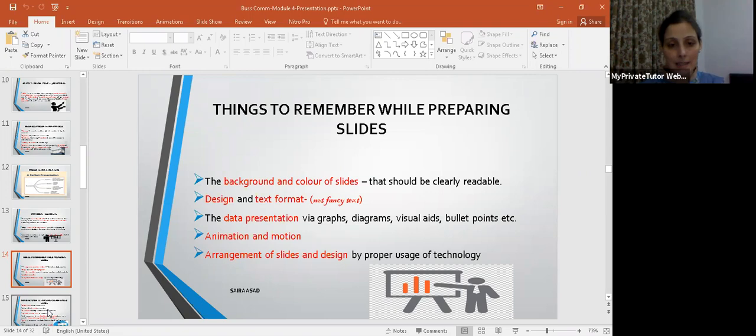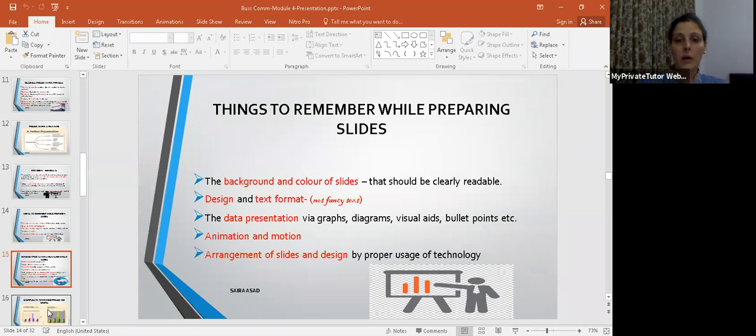No fancy text. Text format should be simple, readable, understandable. Keep in mind the data presentation via graphs, diagrams, visual aids, bullet points, animation, motion. There's no need for many animations and emotions on each slide. People are going to get confused. Make it simple. Simplicity is the best thing. Arrangement of slides and design, the proper use of technology. Making use of technology is going to give a very positive impression.